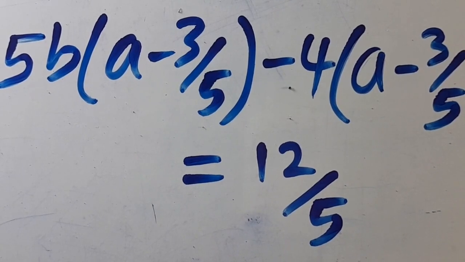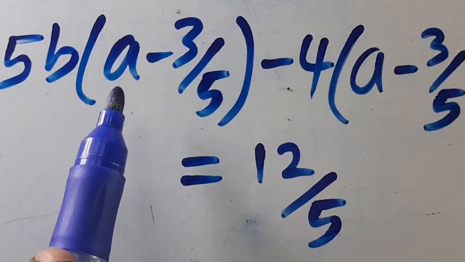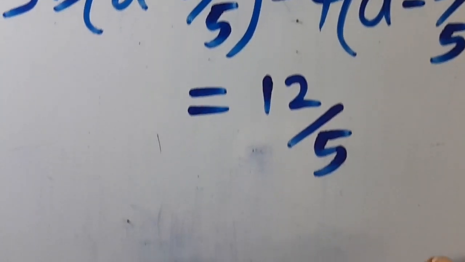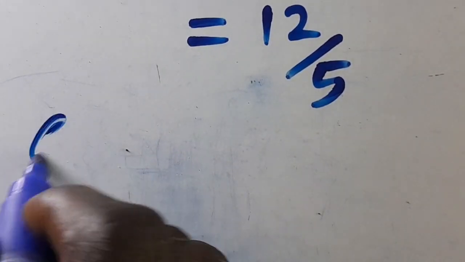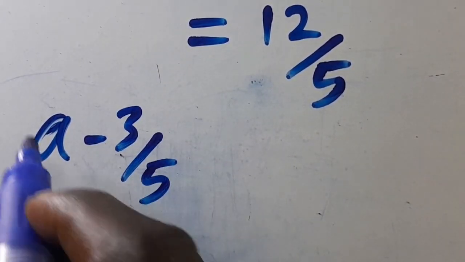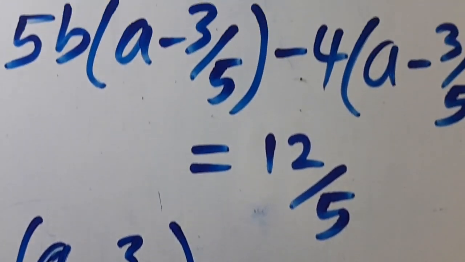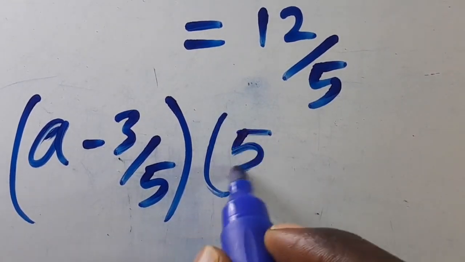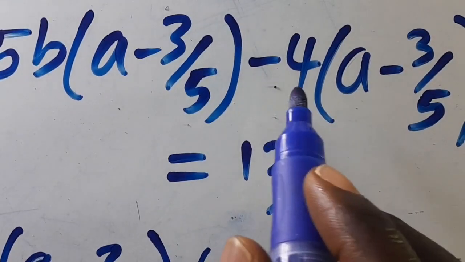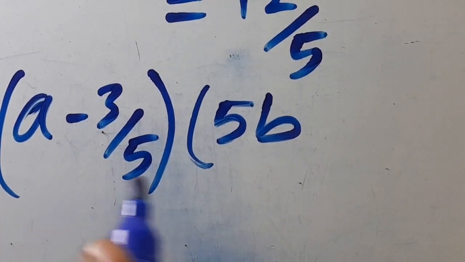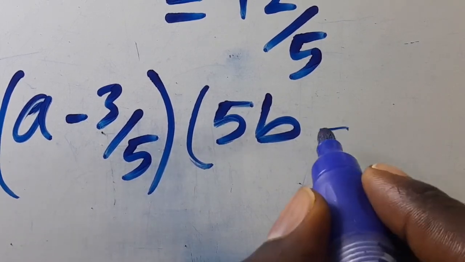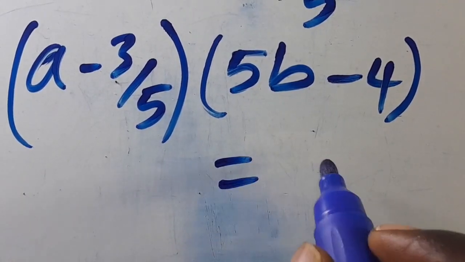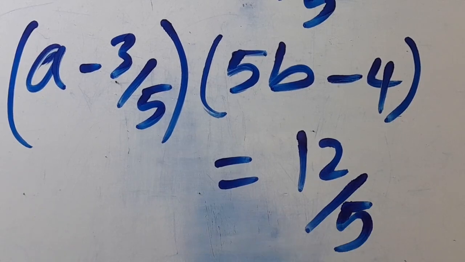Then from here, we want to do something reasonable. We can see we have a minus 3 divided by 5. A minus 3 divided by 5 is common. Let us factor it out. So we're going to have a minus 3 divided by 5. Then everything here divided by this, we're going to be left with only 5b. Also, everything here divided by this, we're going to be left with only minus 4. Then everything equals 12 divided by 5.